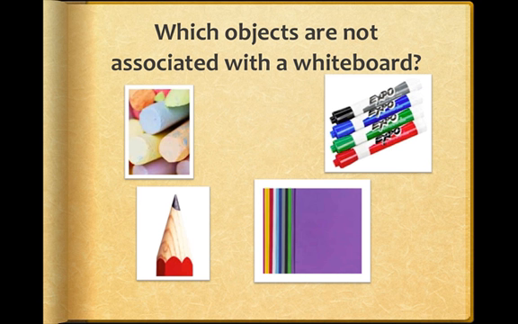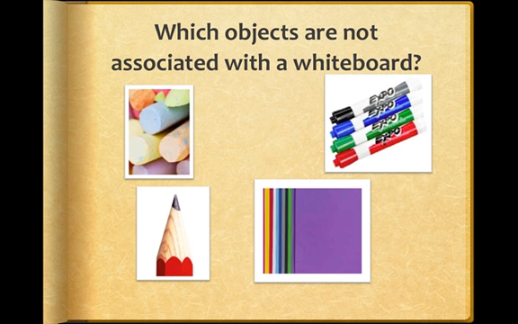Pause the video and talk with a partner about which objects you would eliminate. Great! Your partner and you should have eliminated the chalk, the pencil, and the construction paper. The only thing associated with a whiteboard is the markers.